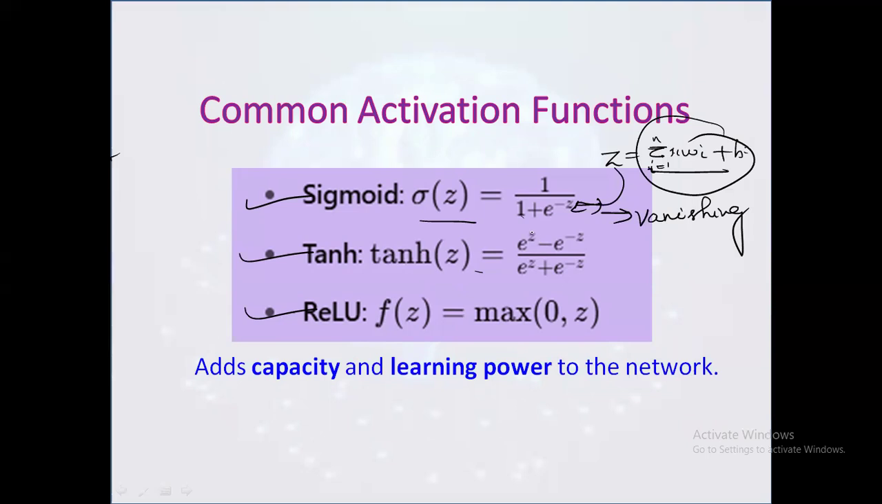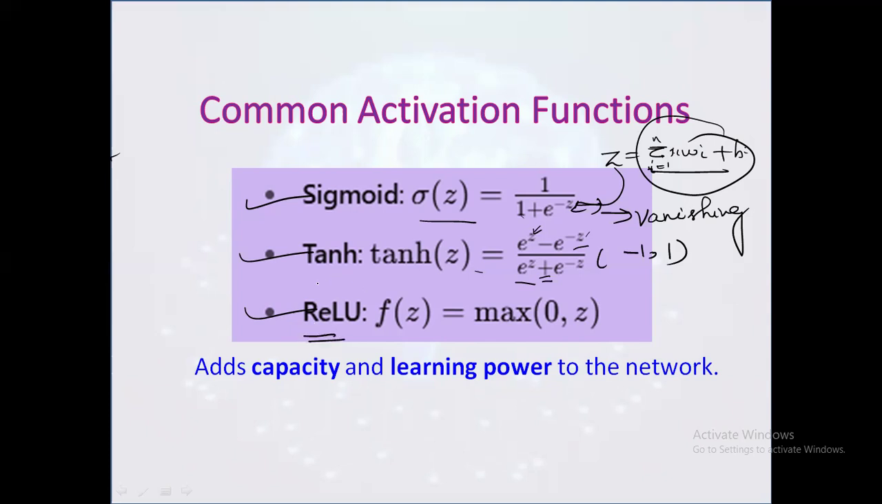tanh is given by tanh of z equal to (e power z minus e power minus z) divided by (e power z plus e power minus z), where z is the weighted sum. The hyperbolic tangent function maps the value between minus 1 and 1, providing a stronger gradient than sigmoid in many cases. It is symmetric around 0, which often improves convergence in training.